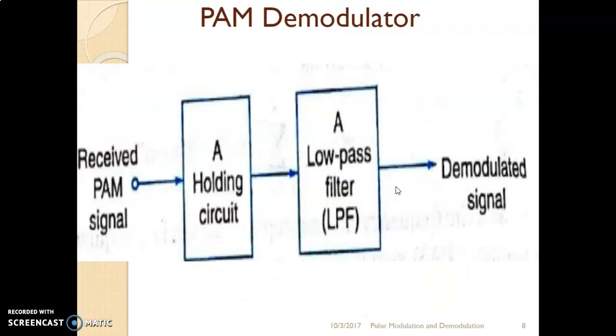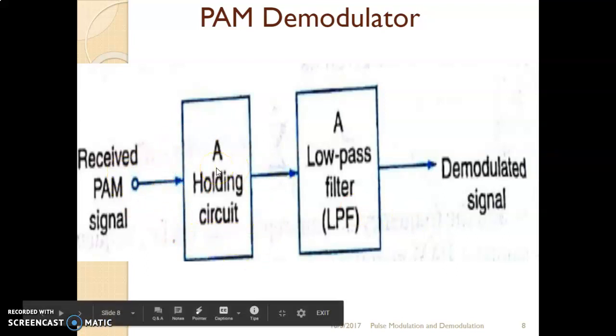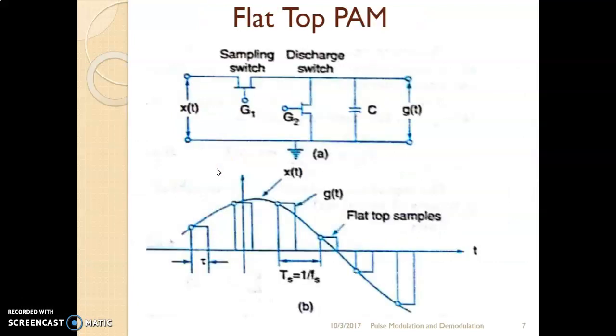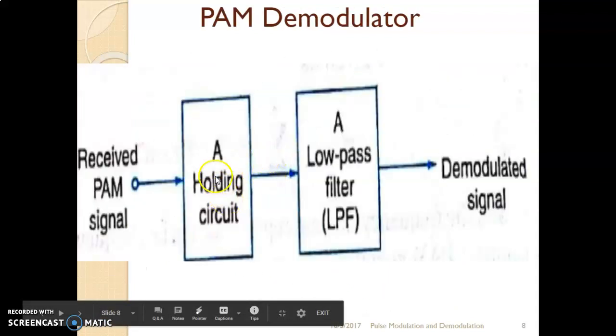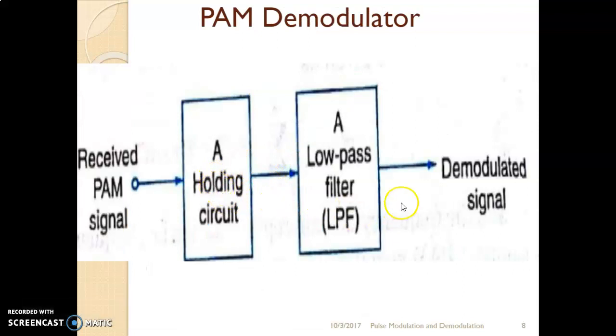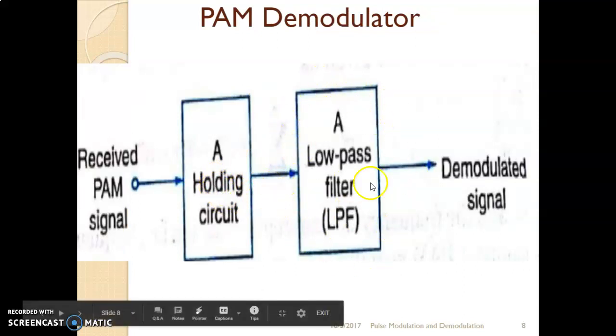Now if we see the demodulator for pulse amplitude modulation, it is very simple. The PAM signal which we get has to be passed through a holding circuit. The holding circuit will identify the peaks, because it charges to that particular peak. Once you get the peak, you pass that to a low pass filter and you get the demodulated signal.